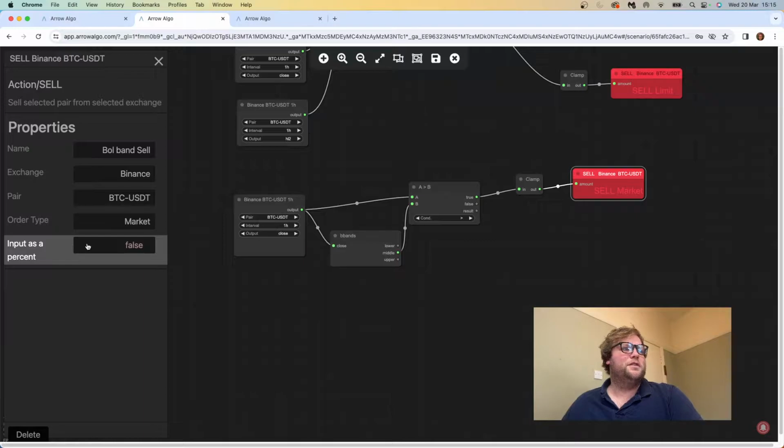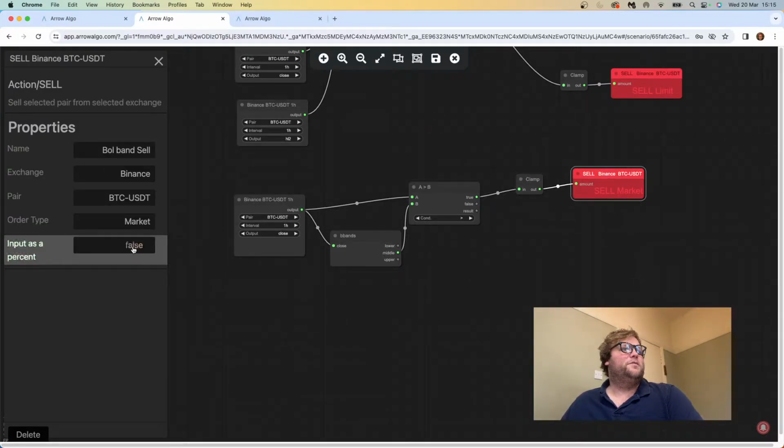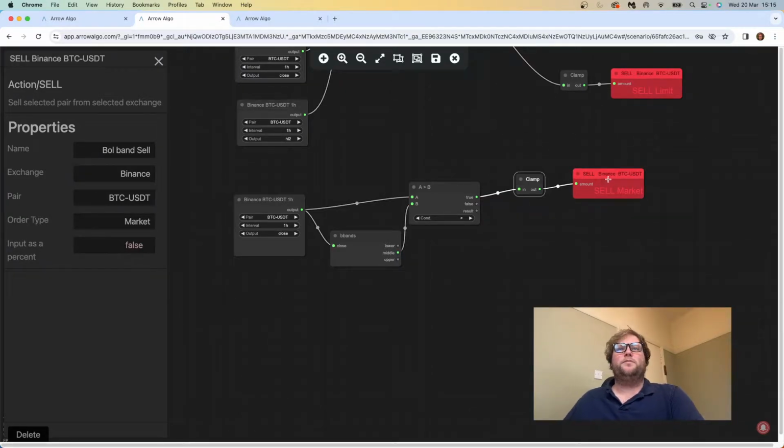Now this last option of the sell block is labeled input as a percentage. So if I've got this set to true, then that's going to read this as 75%. So this is going to sell 75% of the value of the Bitcoin that I hold in my account when this condition is met at the end of the hourly chart. If I change that to false, it's just going to read this as sell 75 units of Bitcoin, which unfortunately is more than I hold in my account. So I'm going to change that back to true, and it will just sell 75% of the value of the account.